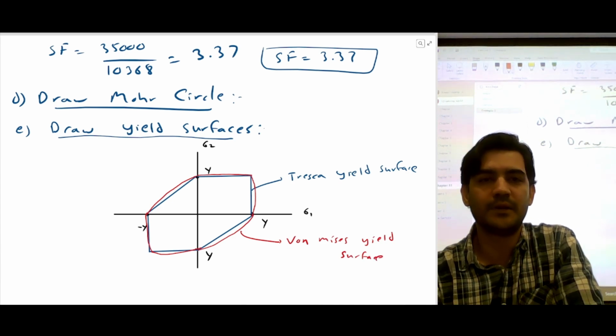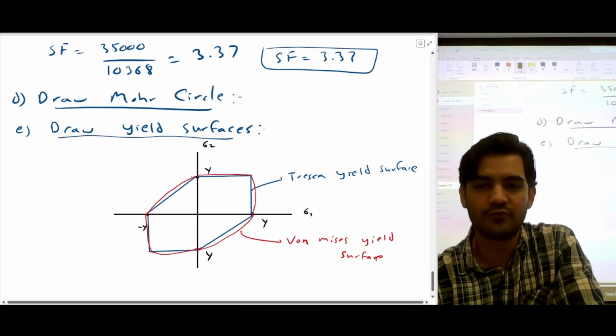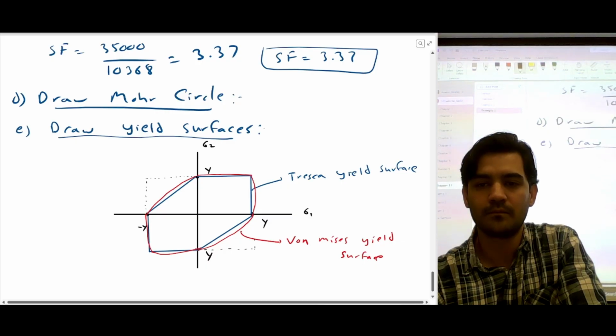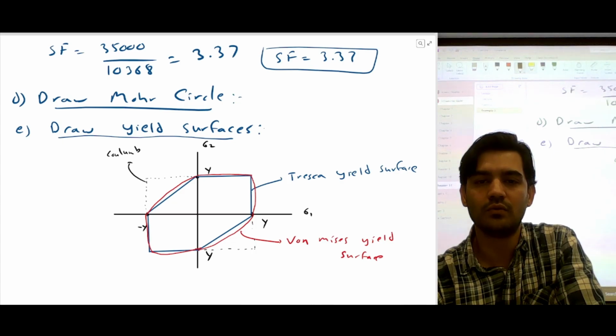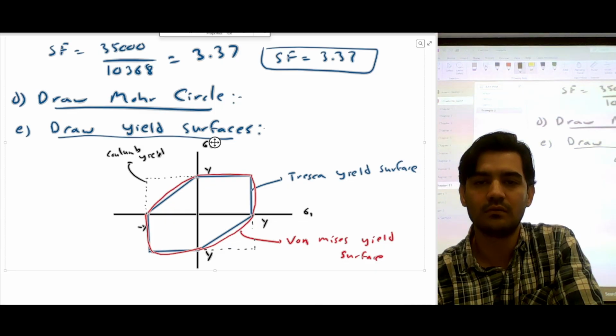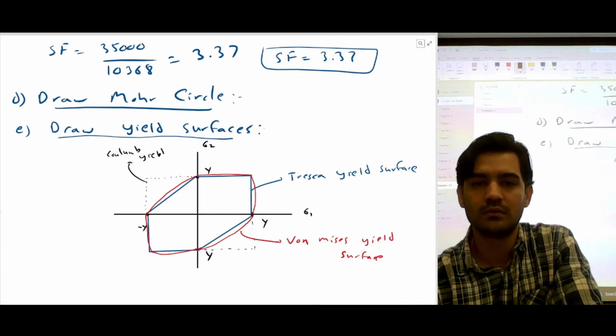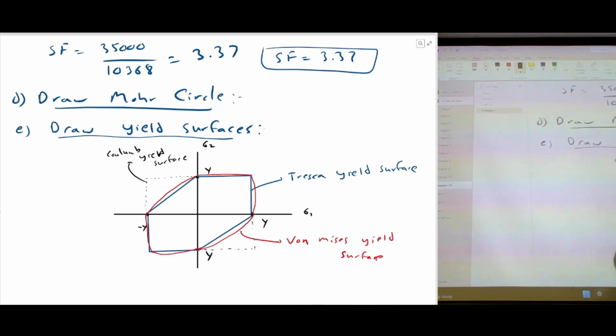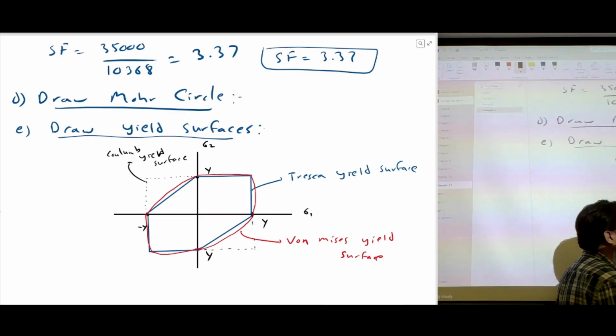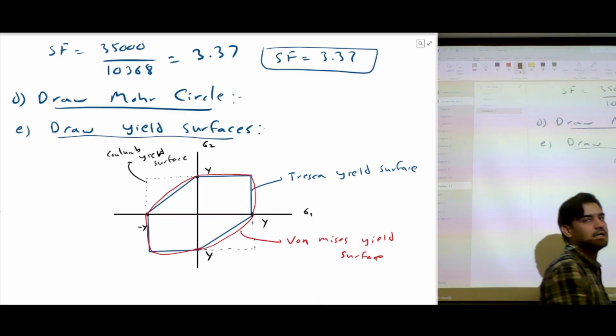If it's a brittle material, you have the Coulomb yield surface, which is basically a box. We don't need this, but this is going to be our Coulomb yield surface. So the idea is, if your point lies outside the yield surface, then you consider it a failure. But if it lies inside the yield surface, then it's not a failure.